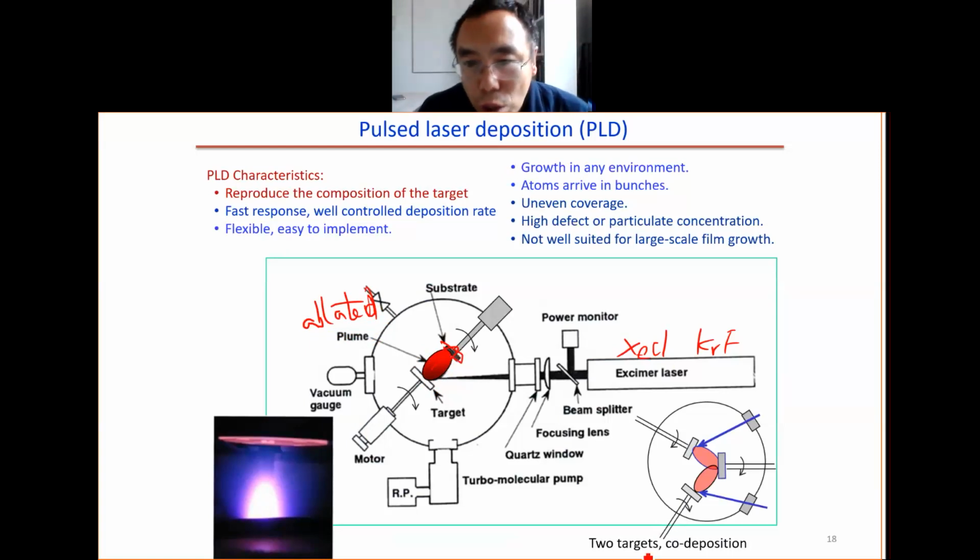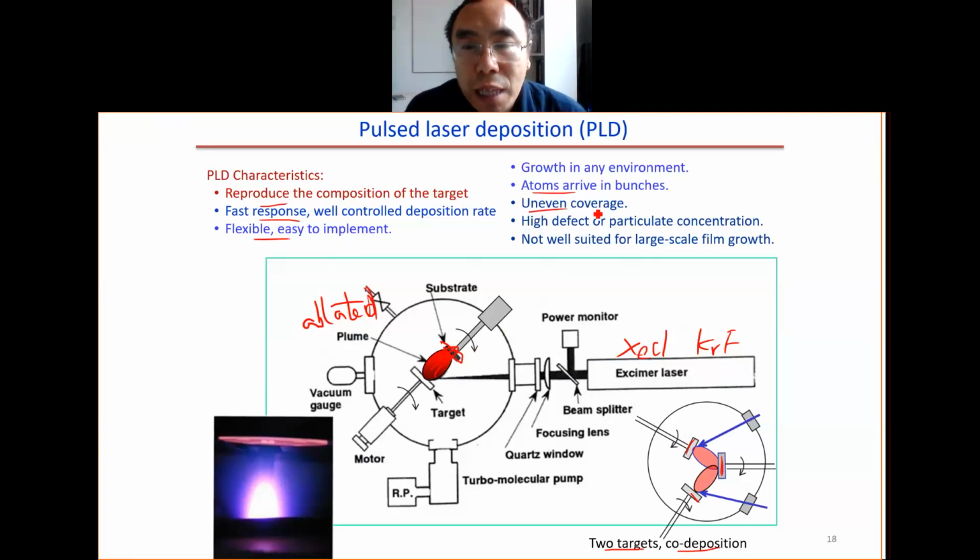We can also do two-target co-deposition. We have the co-deposition, so we can reproduce the combination of the targets. If you shine the laser, you get deposition. Turn off the laser, no deposition. So it is flexible and easy to work with. The atoms arrive in bunches, from here, in bunches.